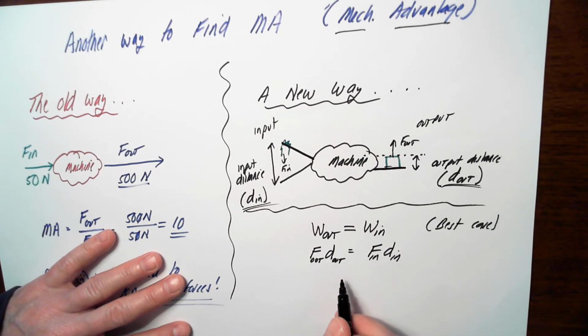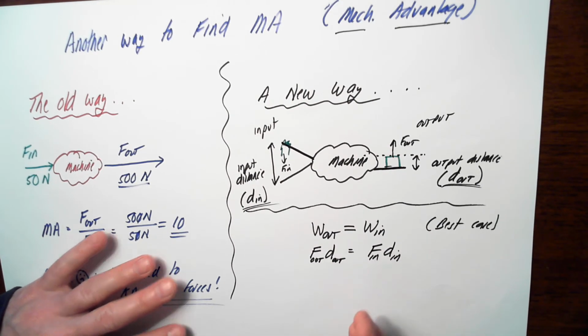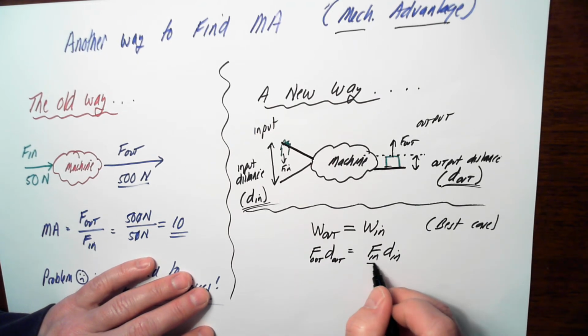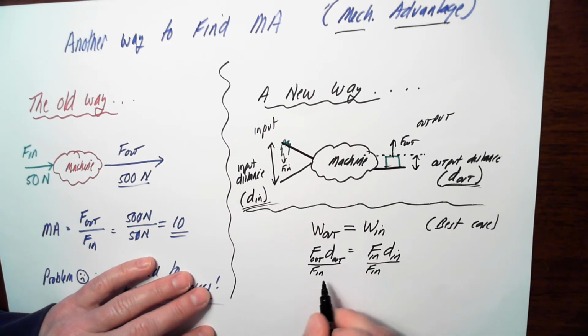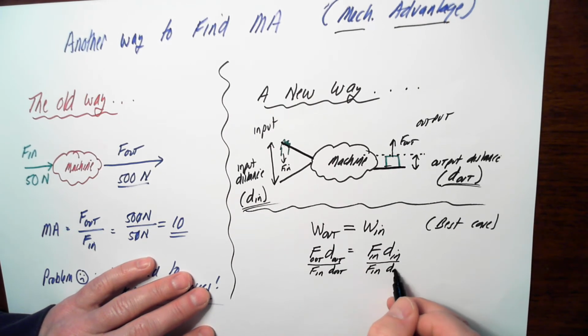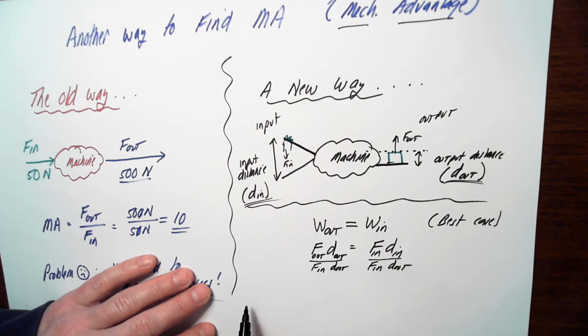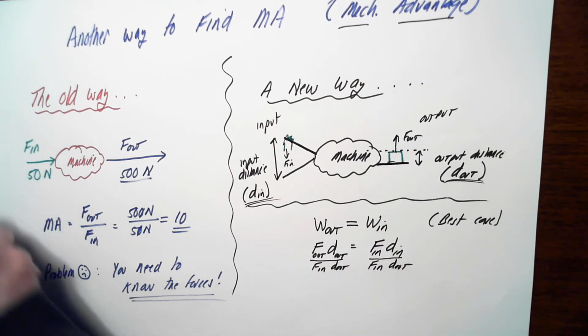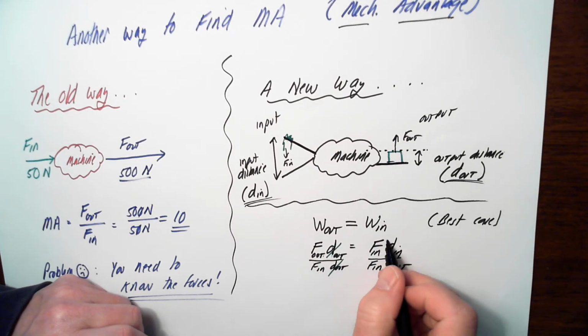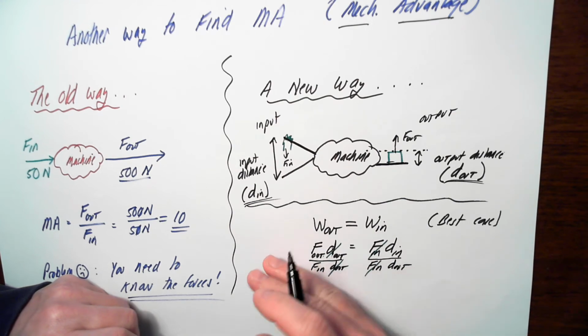All right. So now, do a little algebra. Basically what I'm going to do is divide both sides by F in, and I'm going to divide both sides by d out. I can do that in algebra, right? Do anything you want to both sides. I'm just combining it one time. Looks kind of crazy, but that equals 1, so it disappears. And this F in over F in equals 1, so that disappears.